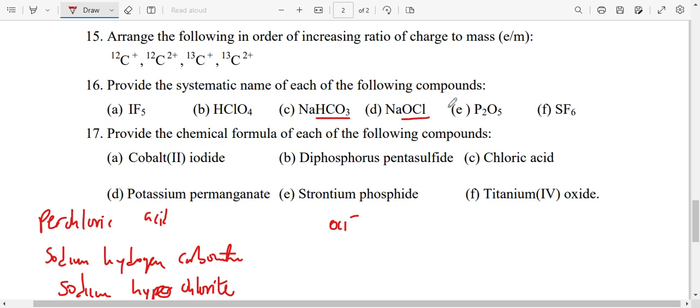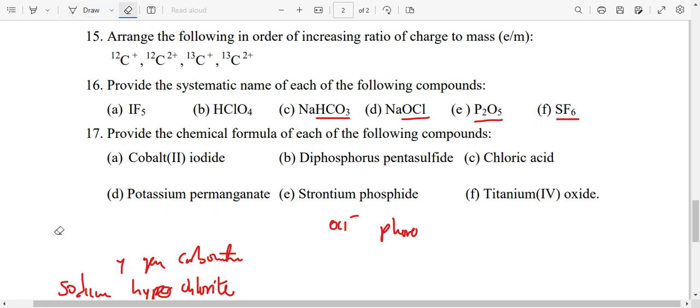Okay, this one. Now, when we get to look at this one, this is called phosphorus. We have got 5 oxygen, pentaoxide, or phosphorus pentoxide. This one, we have got 6 fluorines. This is going to be referred to as sulfur hexafluoride. That is going to be the name, sulfur hexafluoride.